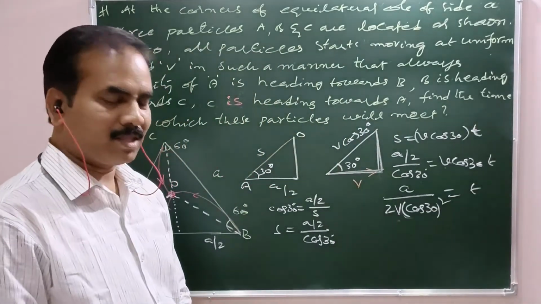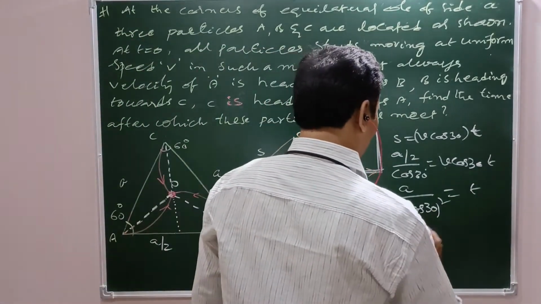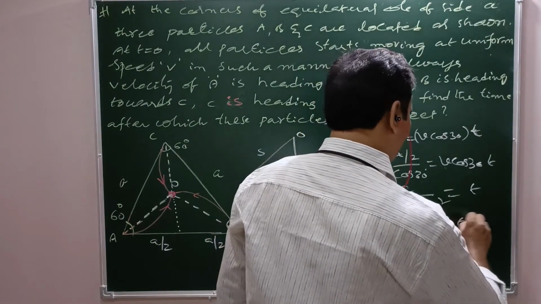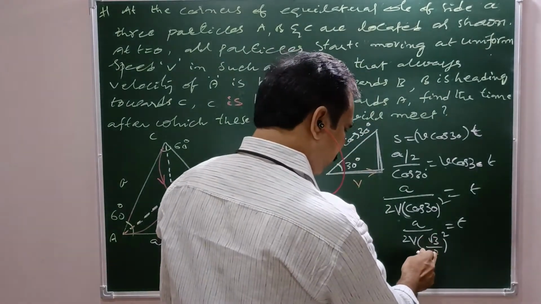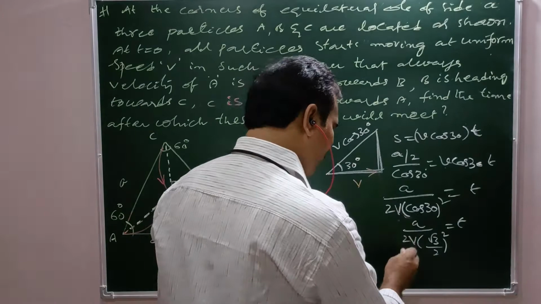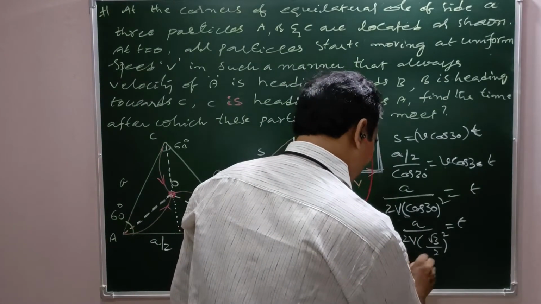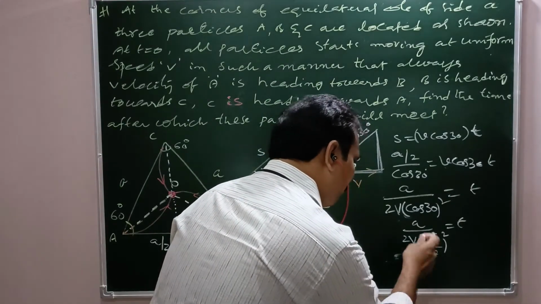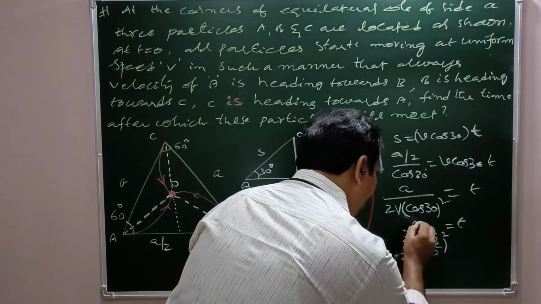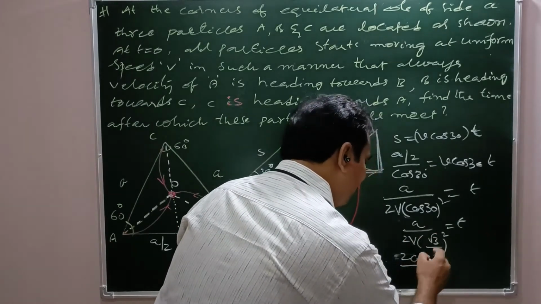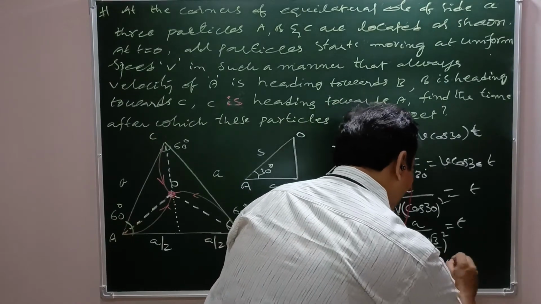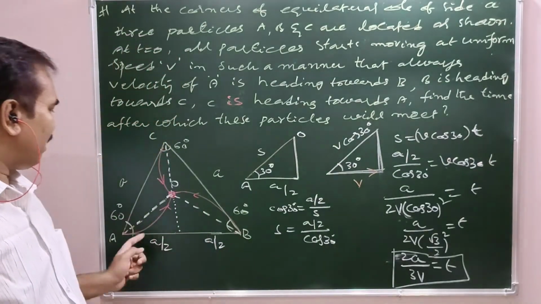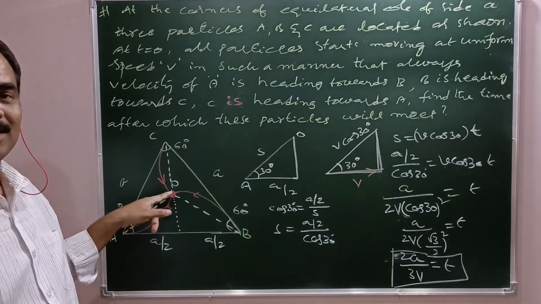Now what about cos 30? Root 3 by 2. That is A by 2 into root 3 by 2 whole square equals T. Now see here, 2 square means 4, 4 goes to numerator, 4 by 2 means 2A, that is 2A by root 3 square means 3V, that is equal to T. Okay, this is the time taken by all A, B and C to meet at the centroid.